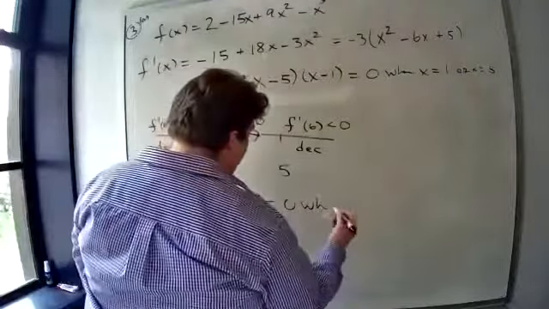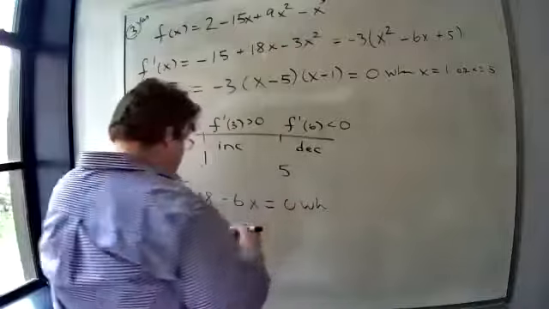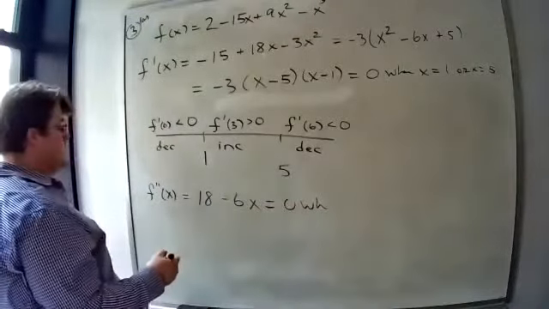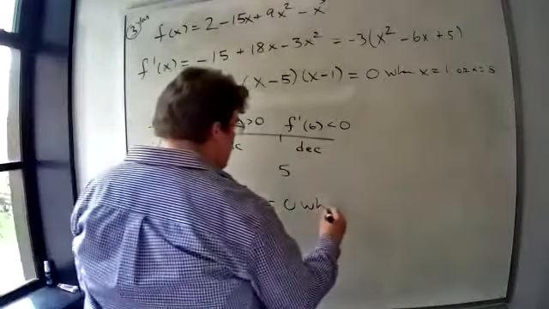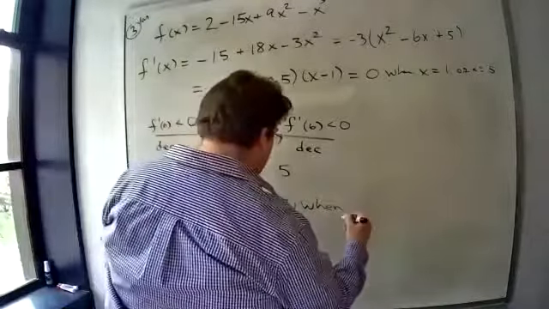Well, 8 times 3 is 16. 8 times 3 is 16. 6 times 3 is 18. 8 times 3 is not 16.